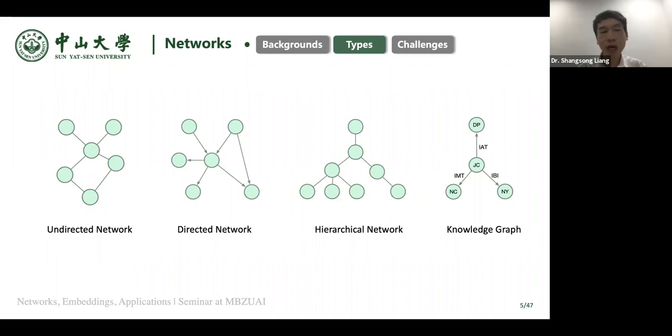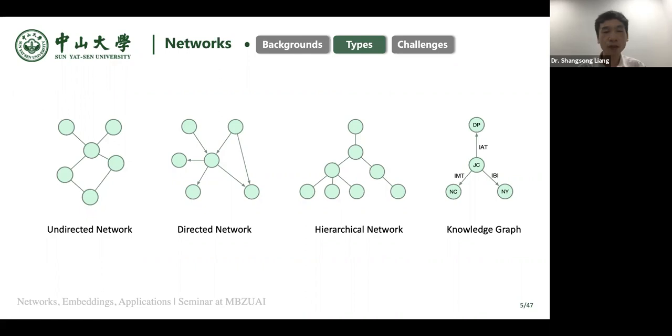For instance, we have different categories of networks. One of them is the undirected network. In this category of network, we have two nodes and they have a link. But we don't have directions from one node to another. We just have the connection, we just have the link. And another kind of network is a directed network. Here the difference is we have two nodes and we have the directions, from one node to another.